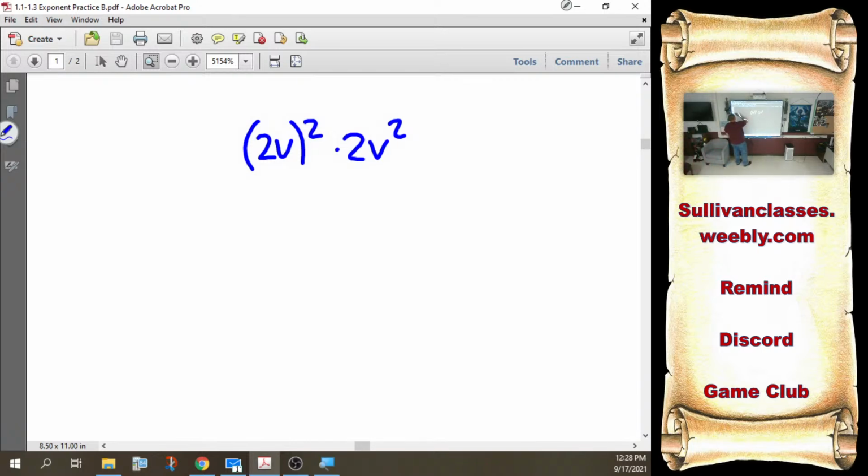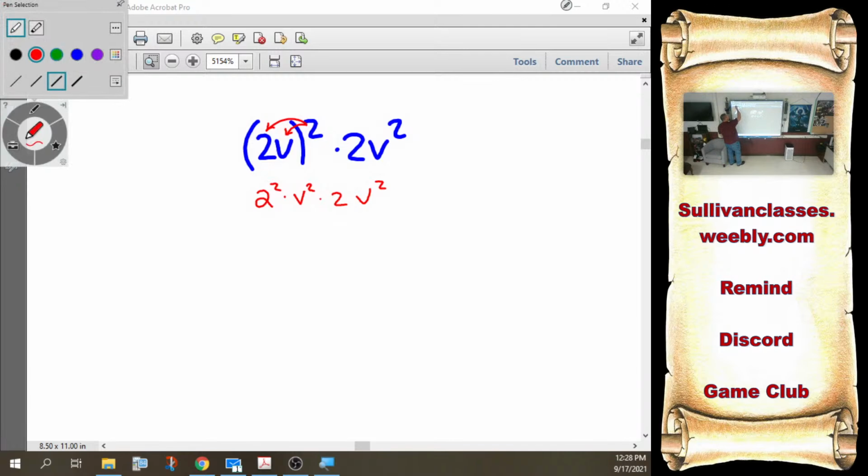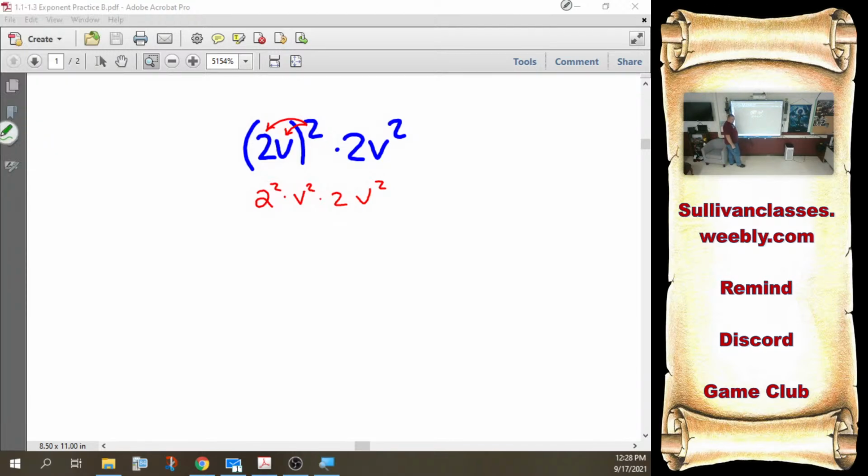So, treat it kind of like distribution. Show this: 2 squared times v squared times 2v squared. Do I have to rearrange it, or can we see what's happening next? Turtles with turtles, giraffes with giraffes. Okay, don't make it weird. 2 with 2. 2 times 2. Oh, wait. I can't do that yet. One of them's got an exponent on it.